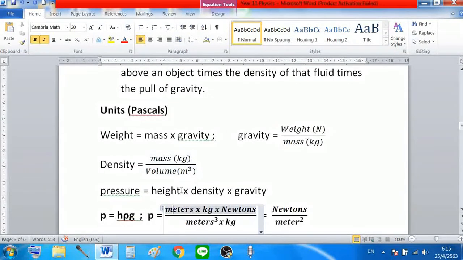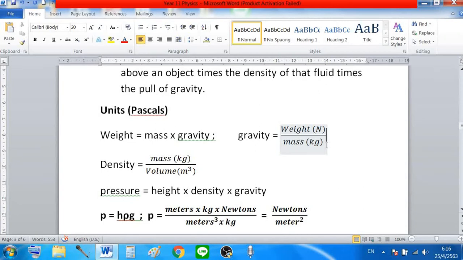So if we go back to our weight equation, weight is equal to mass times gravity. If something has a mass of 10 kilograms, we multiply that by gravity, which is 10 newtons per kilogram, and we get the weight of 10 times 10, which is 100 newtons. So we can rearrange this equation into gravity is equal to weight over mass. So the unit of gravity is newtons per kilogram.